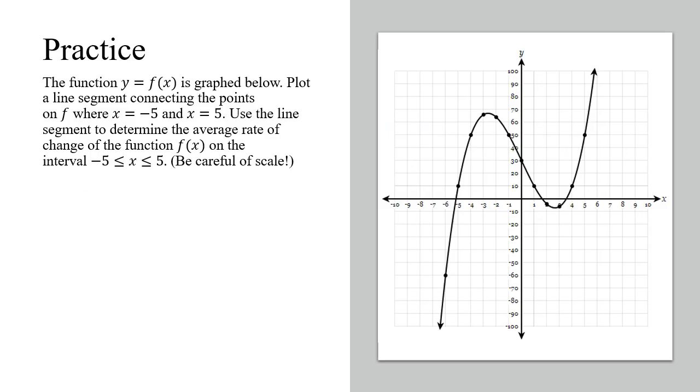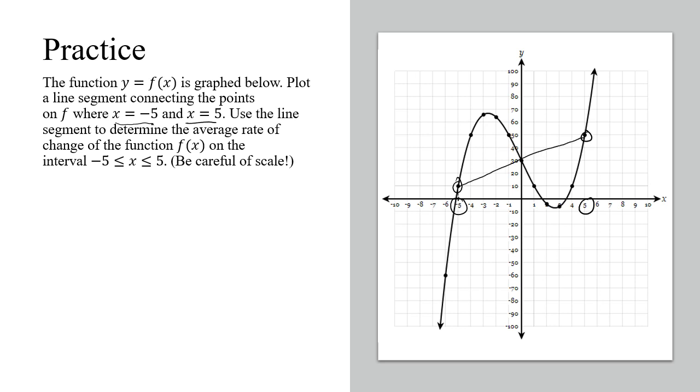So let's try a practice example. This function is graphed to the right, and we want to find the average rate of change between -5 and +5. So we're going to draw a line first, and then we're going to find the slope of that line. So we'll start with -5 and +5. Trace up, and we see that we get this point and this point. Let's draw a line between those 2 points, and let's find the slope of that line.